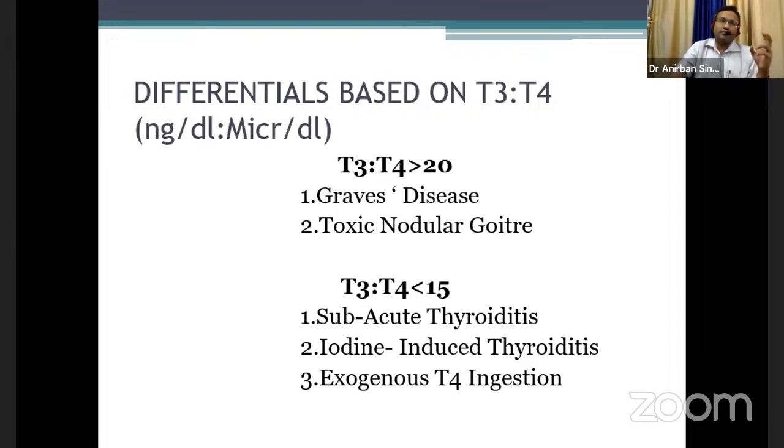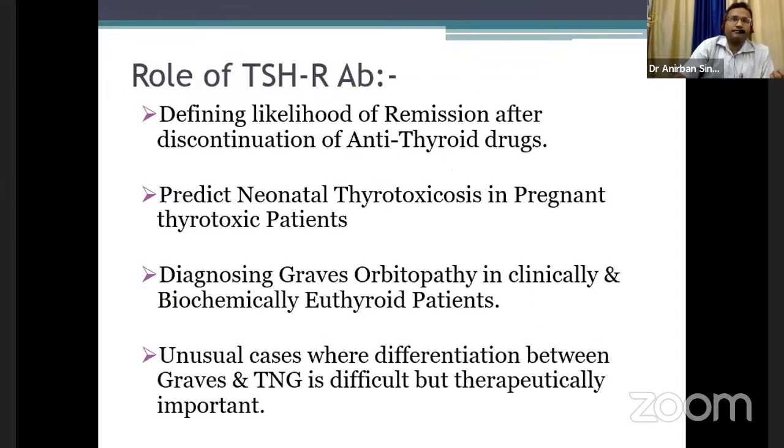This is one of the important factors when the ratio of T3 to T4 is done. A high ratio is more suggestive of Graves' disease. A ratio less than 15 is suggestive of thyroiditis or other causes, or exogenous T4 intake. This is very important when you look for thyrotoxicosis, to find out whether it is Graves' or another cause. It also helps define the combination of antithyroid antibodies as well.